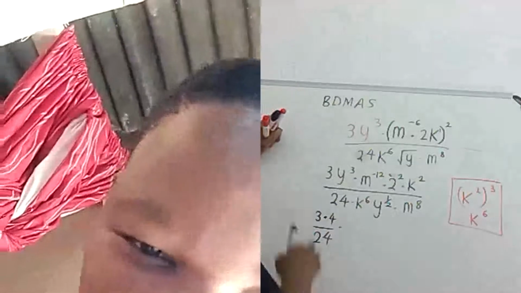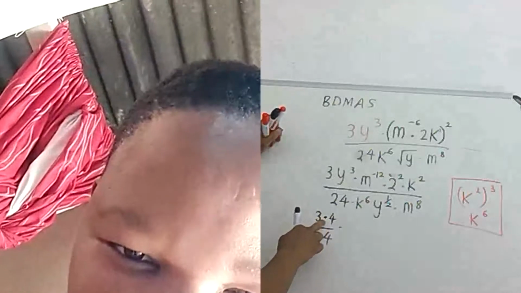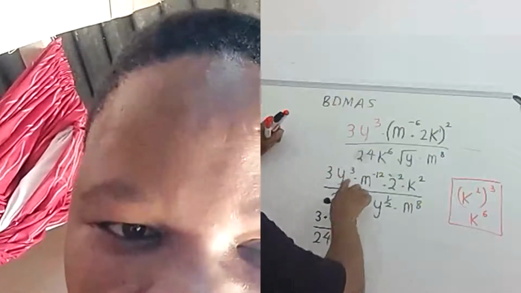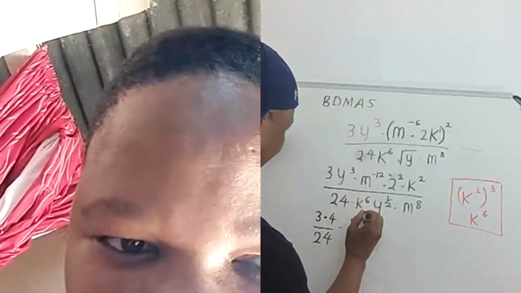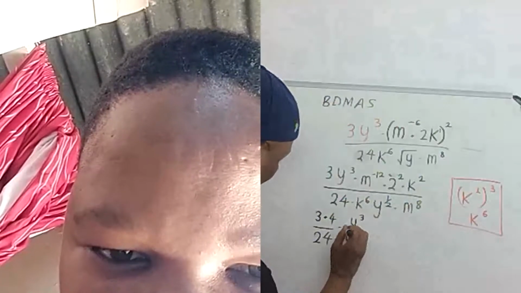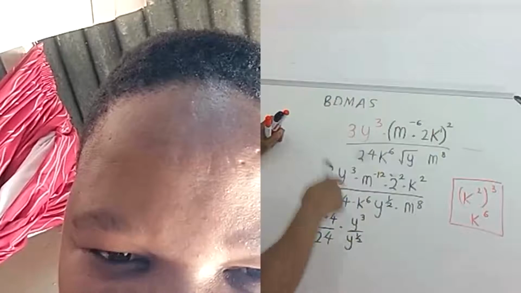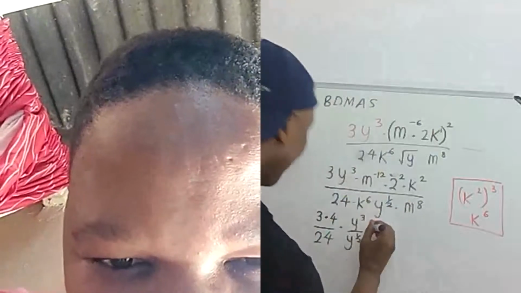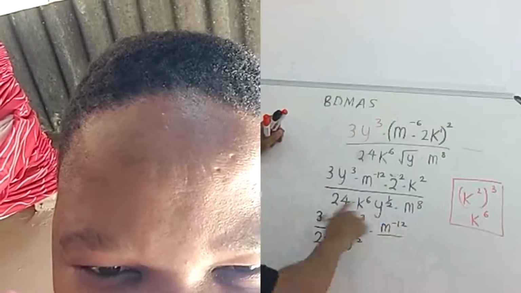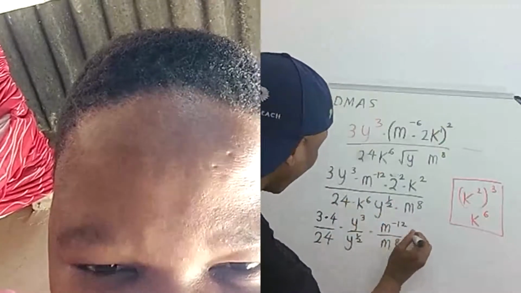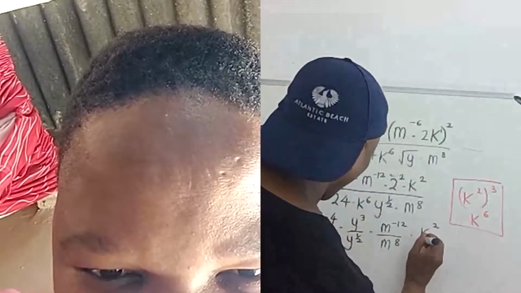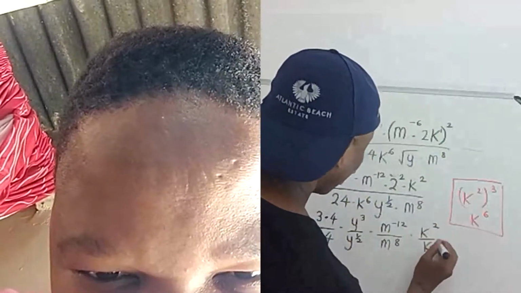Yes, okay. 3 times, for this one, when you say dot it means times. Now we go to which letter? Let's say y. On top we have only y power 3, no other y. At the bottom we have y power 1 over 2. So we're done with the y. Now we go for the next one, m. So we say times m power negative 12, and then over, at the bottom we have m power 8. Then we go for the next one, which is k power 2 over k power 6.